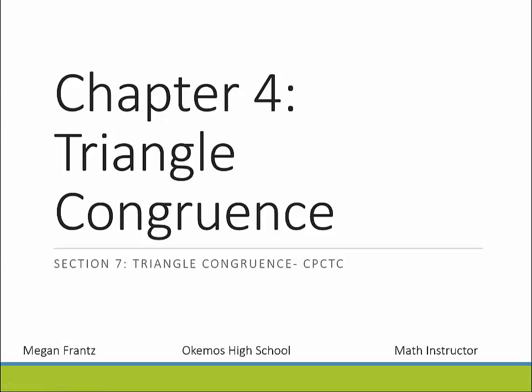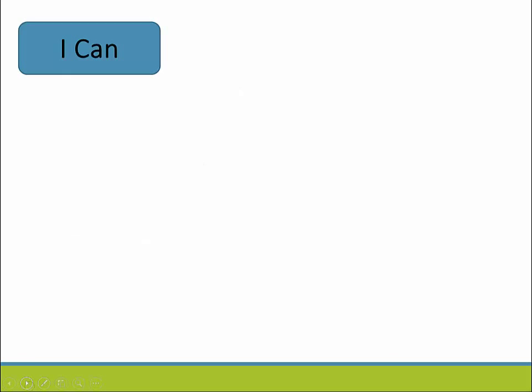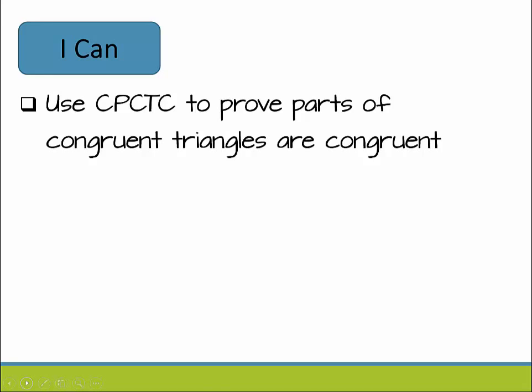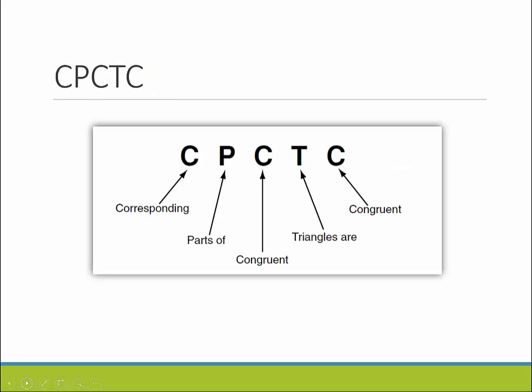Chapter 4, Section 7 is on triangle congruence again, but this time we're going to do something called CPCTC. By the end of this lesson, you should be able to use that to prove parts of congruent triangles are congruent. CPCTC stands for corresponding parts of congruent triangles are congruent.